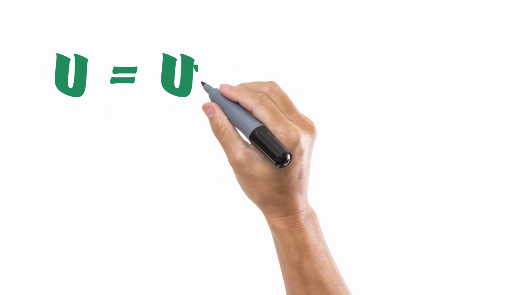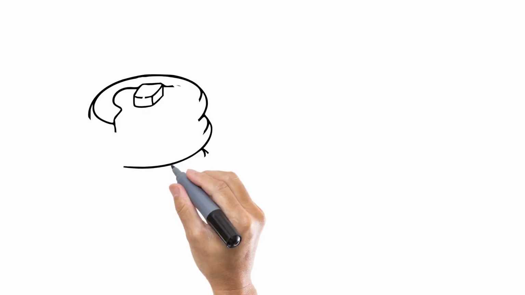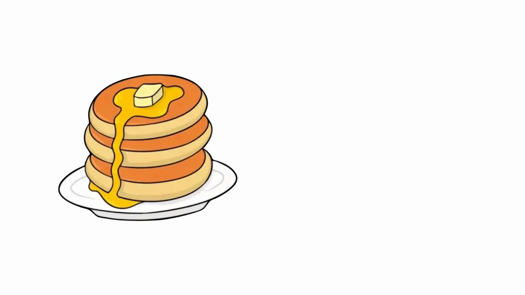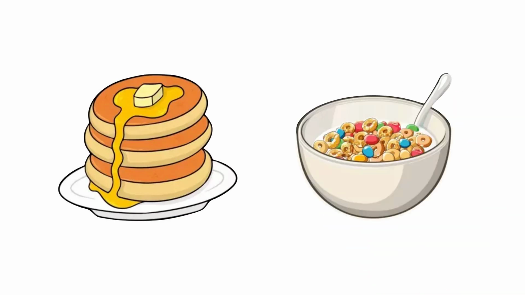First, U is for utility. Utility means the satisfaction. One person may love pancakes while another may prefer cereal. A toy may give a child a lot of utility, but very little utility to someone who does not enjoy playing with it. Economists use utility to explain why people make different choices. People usually choose the option they believe will give them the most satisfaction.